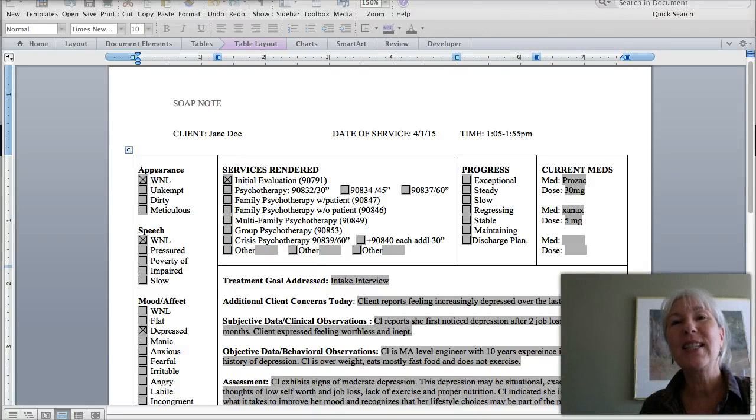Hi everyone, it's Jean, and today I want to show you a sample soap note. This soap note is going to save you time and money, but I'll explain about that in just a moment.